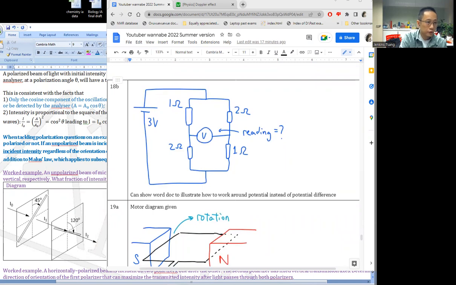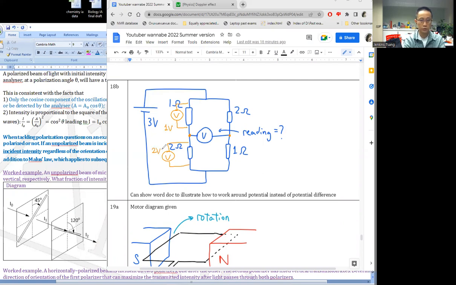Moving on to a funny looking circuit. They ask you for the reading of the voltmeter, which is connected in a bridging way. What you can do first is to analyze the potential at these 2 different locations. And to analyze the potential, what you can do is to first analyze the potential difference across the left branch and the right branch separately. This is the overall parallel circuit with series resistor within the left branch and the right branch respectively. The 3 volt will be shared by the 1 ohm and 2 ohm resistor in 1:2 ratio.